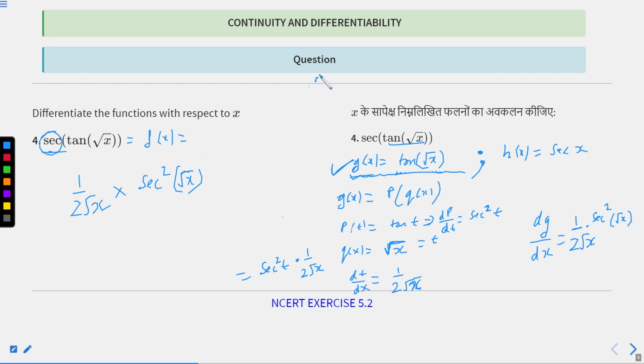So let me write. The derivative of sec x is nothing but sec x tan x. Okay, clear? So write sec, the inside thing root x, multiplied with tan root x. So your final answer will be sec tan root x, tan root x, sec square root x, divided by 2 root x. That's it.